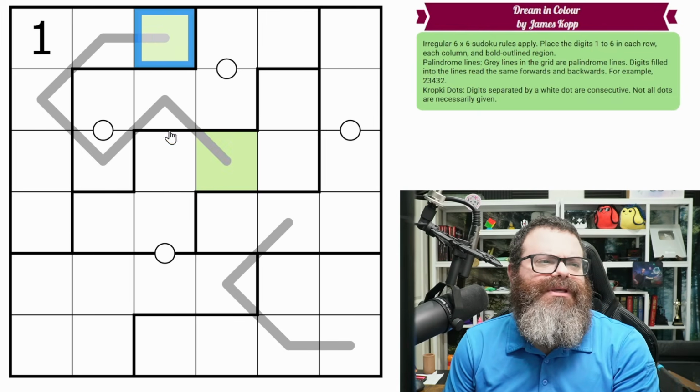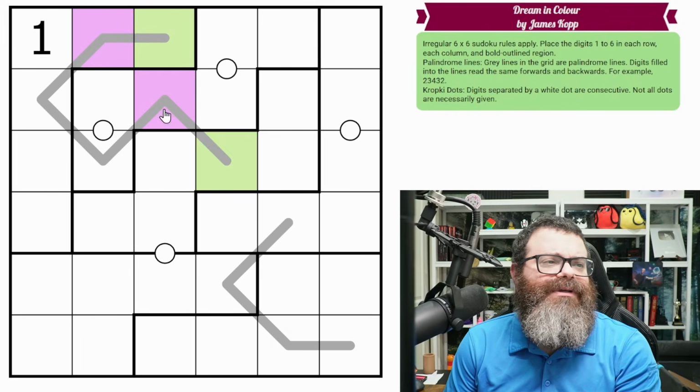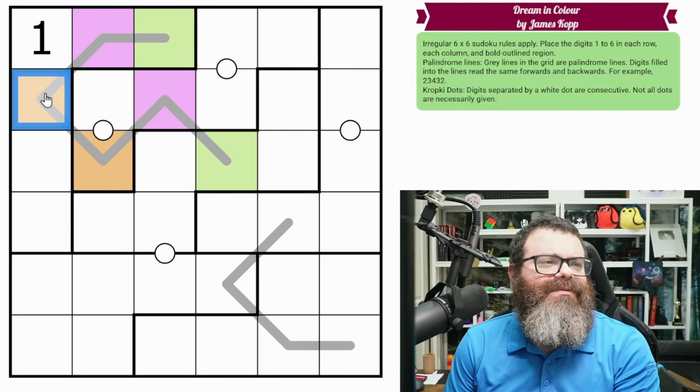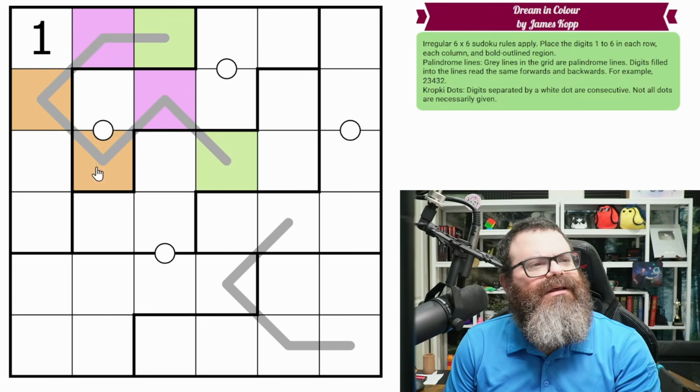So these are both green. These are both purple, and they're definitely different because they share a row here. Now let's make this one orange. So we know that orange is also distinct because it's not purple, because it shares a row with purple, and it's not green, it shares a row with green.